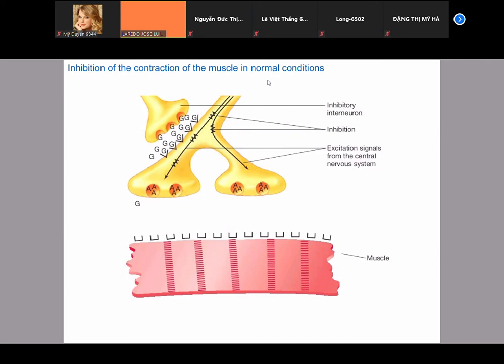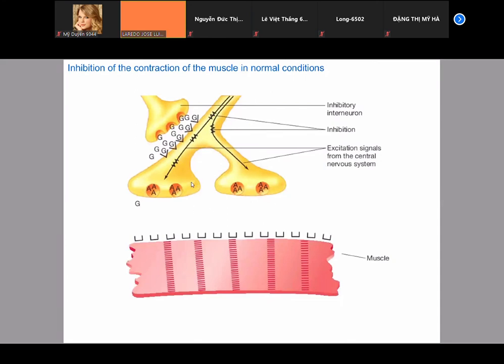Spastic paralysis. The patient with spastic paralysis cannot relax the muscles. So the mechanism is a little bit different. So this is how contraction works in healthy people, okay?